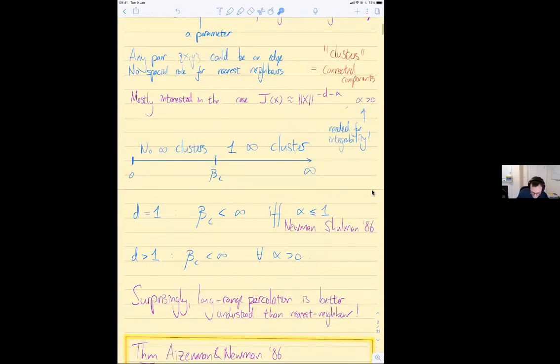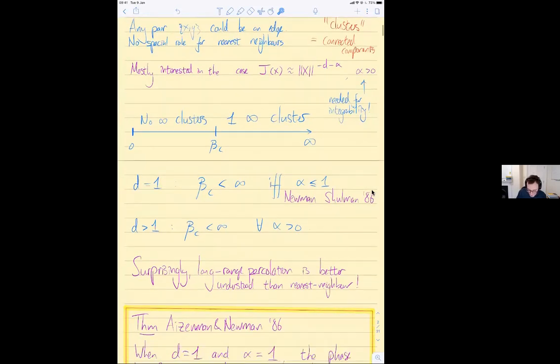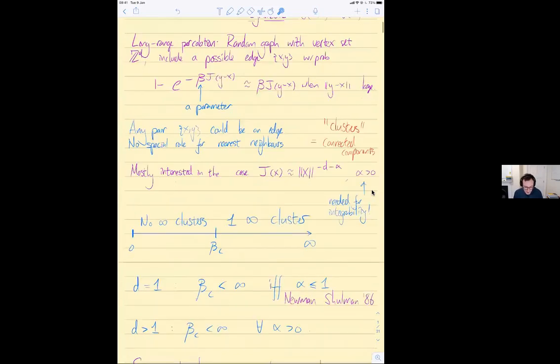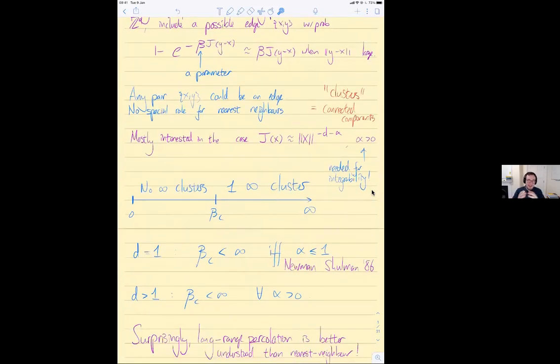Just as with ordinary nearest neighbor percolation, we have phase transitions. If the dimension is at least 2, this happens no matter what the value of alpha is, just by comparison with ordinary nearest neighbor percolation. Whereas if you're in one dimension, then you have a phase transition provided alpha is sufficiently small, so if alpha is less than 1. And you should think that the smaller alpha is, the easier it is to have very long edges.